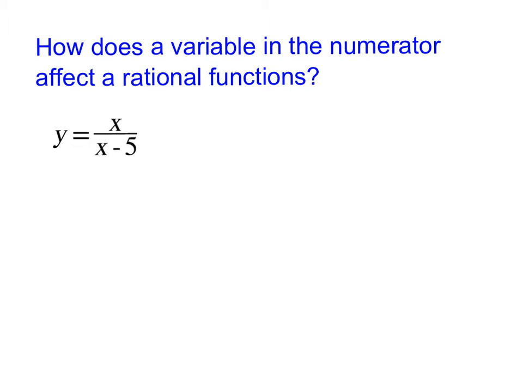All right, so how does a variable in the numerator affect a rational function? So the vertical asymptote stays the same, right? My vertical asymptote is x equals 5. What will make the denominator 0? What happens is we're going to change the horizontal asymptote, all right? So the horizontal asymptote is going to be different now.